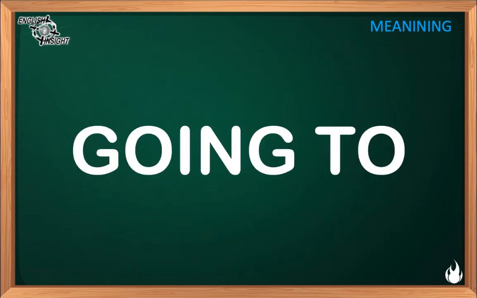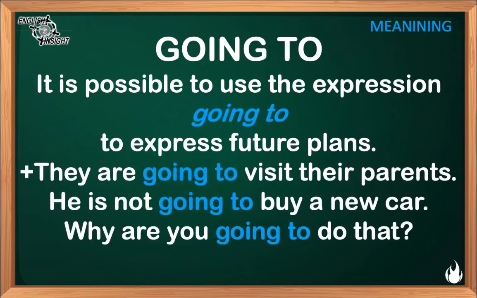The expression going to follows very similar grammatical structure. However, going to expresses future plans. It is to say, something that people want to do, something that is an intention. For example, they are going to visit their parents. He's not going to buy a new car. And why are you going to do that?